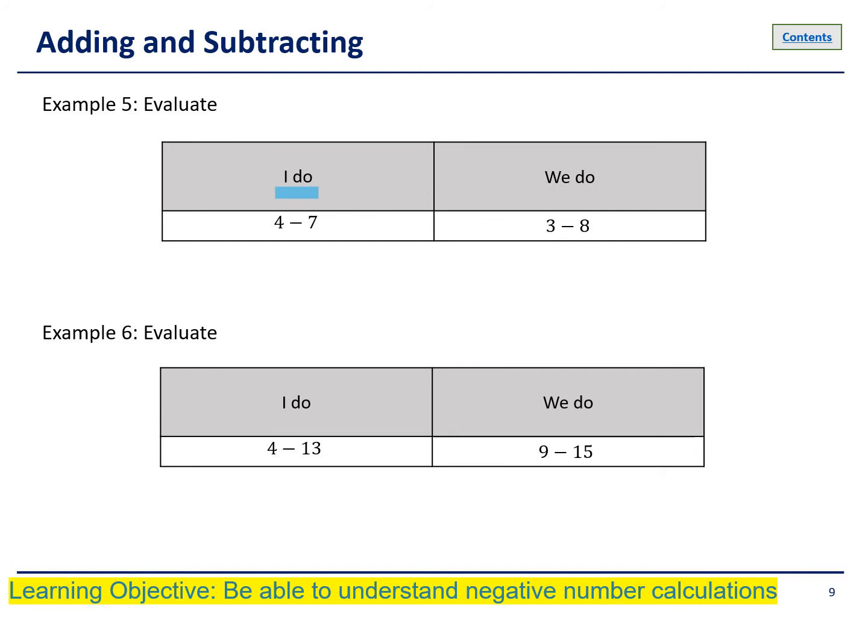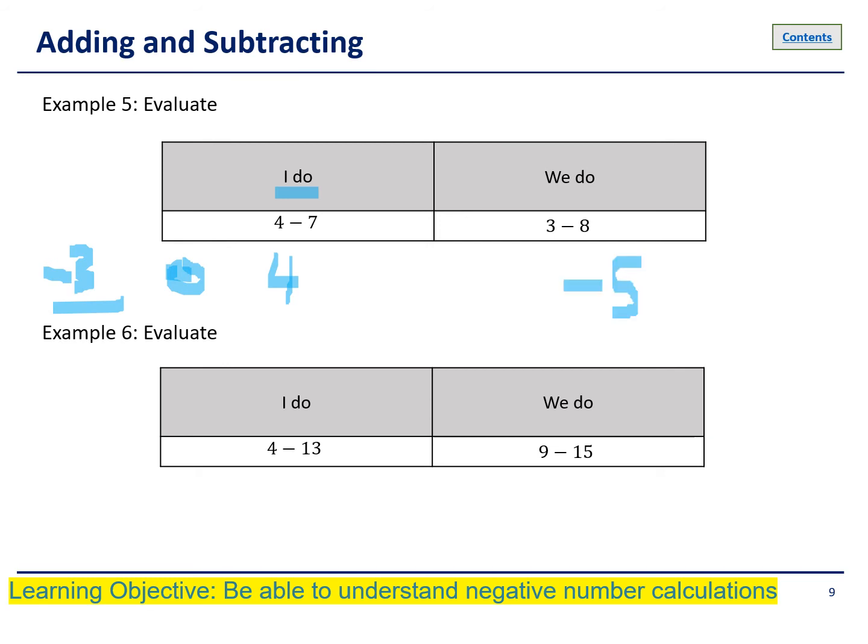So we start at 4 on the number line. We take off 4, we get to 0. How many do we have left to take away? We have 3 left to take away. So we're going to end up at -3 as our answer. Pause the video, have a go at the we do.